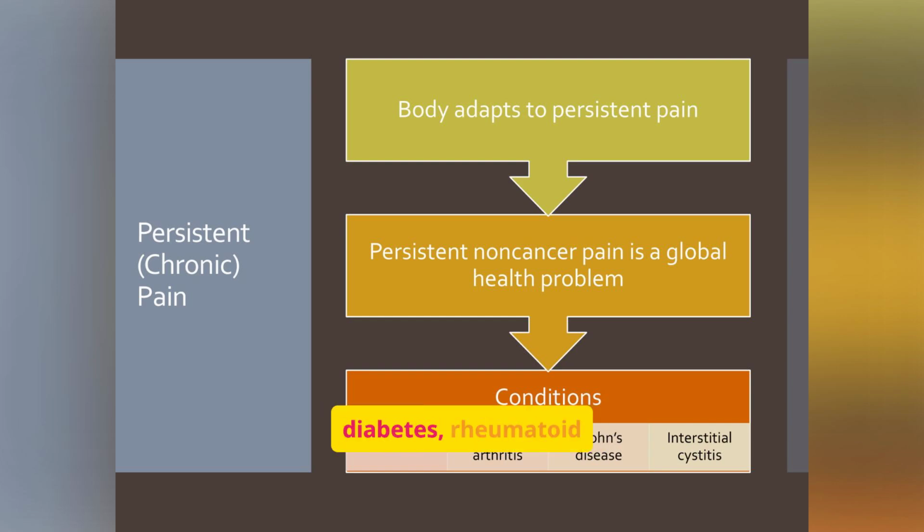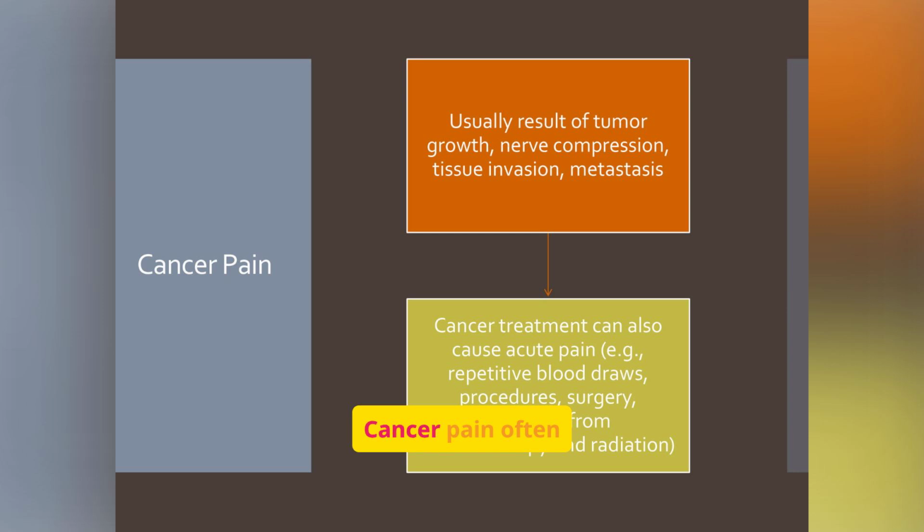Conditions like diabetes, rheumatoid arthritis, and Crohn's disease can contribute to persistent pain, impacting quality of life. Managing these conditions isn't just about controlling the illness, but also about treating the pain they cause. This improves patient function and satisfaction. Cancer pain often results from tumor growth, nerve compression, or metastasis. Cancer treatment itself can also cause acute pain through procedures, surgery, and toxicities from chemotherapy and radiation.